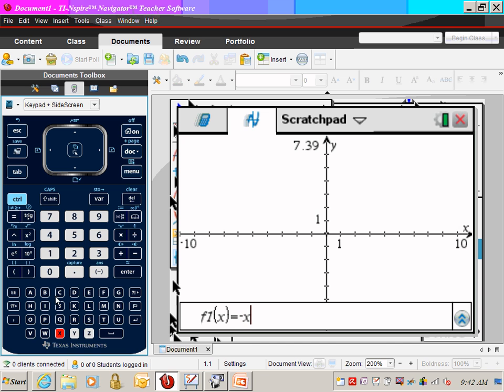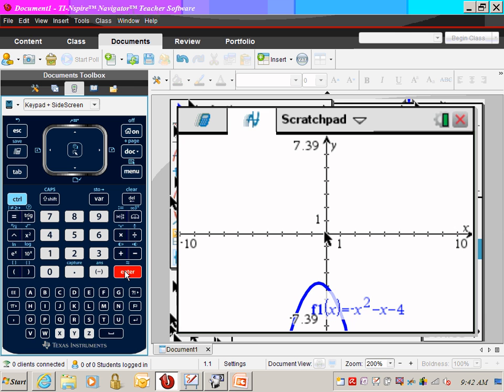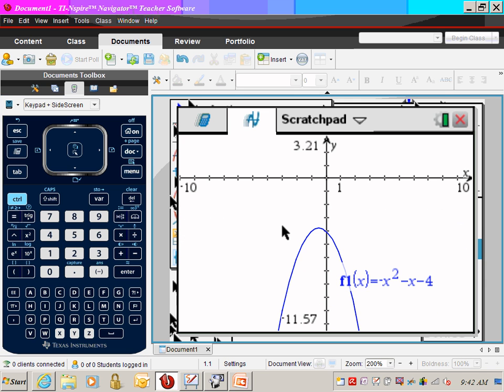So negative x squared. Make sure you're using the minus key after that. So minus x. What is it? Minus 4. Okay, I'm going to move this up a little bit. You don't have to if you don't want to. Let's find that vertex.